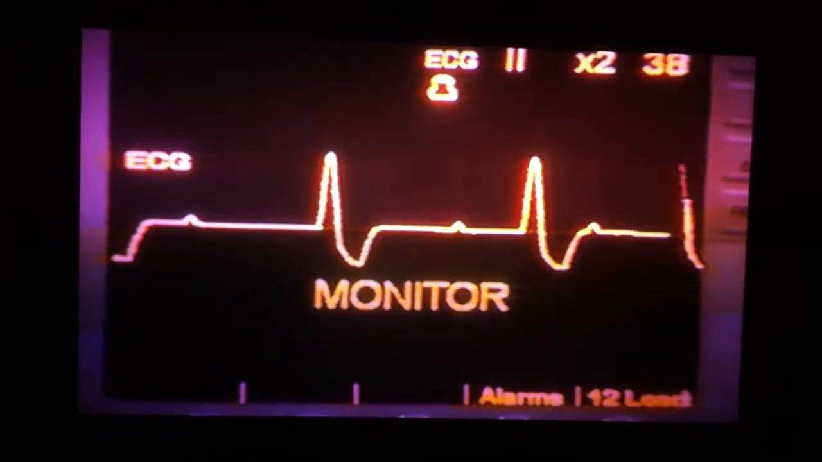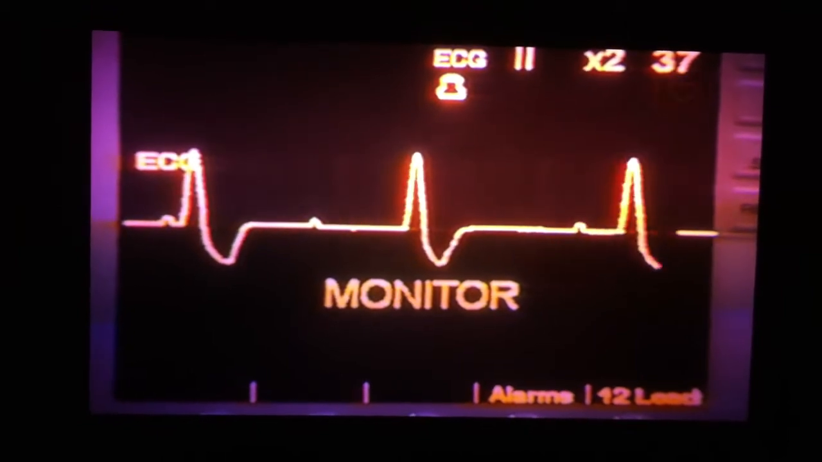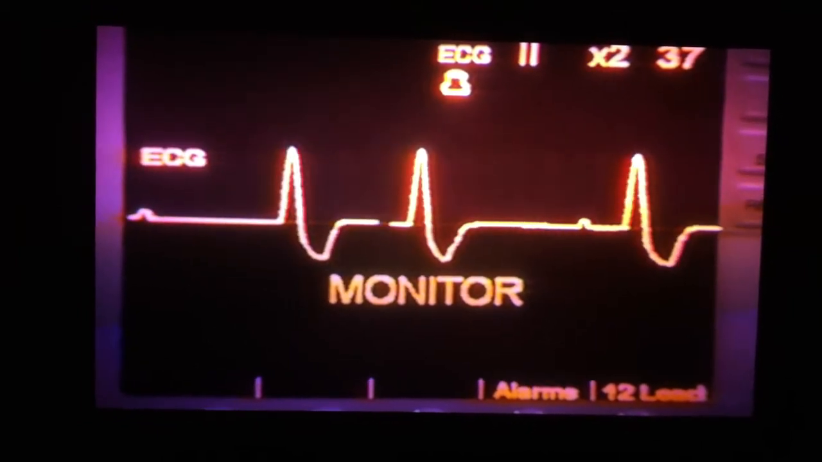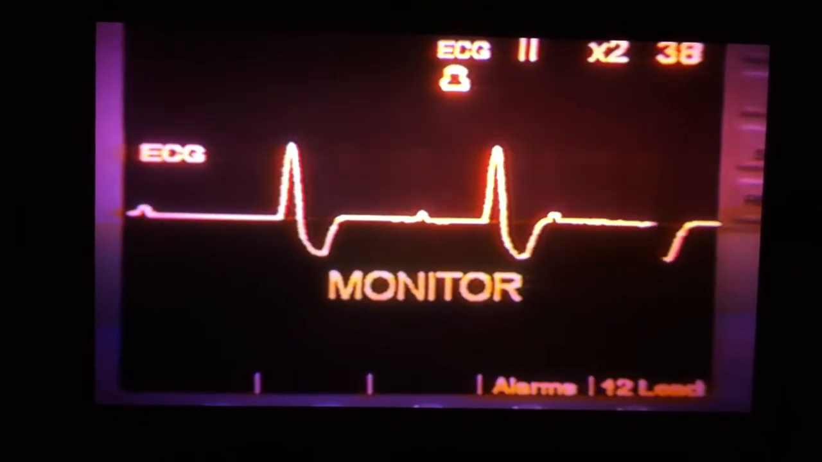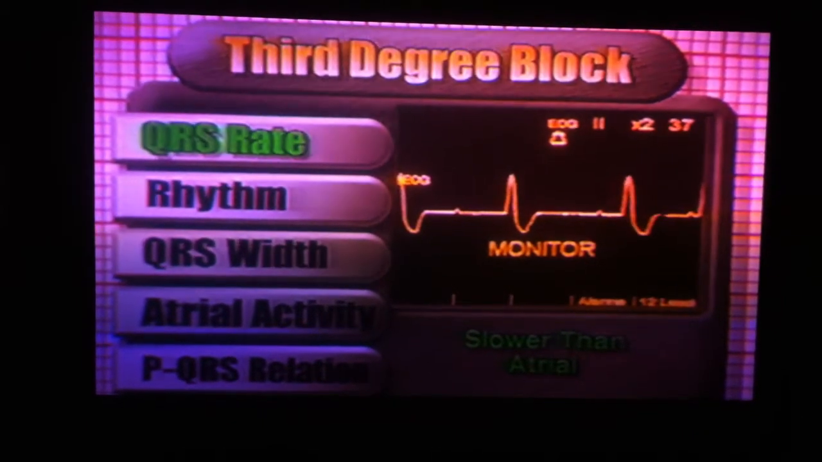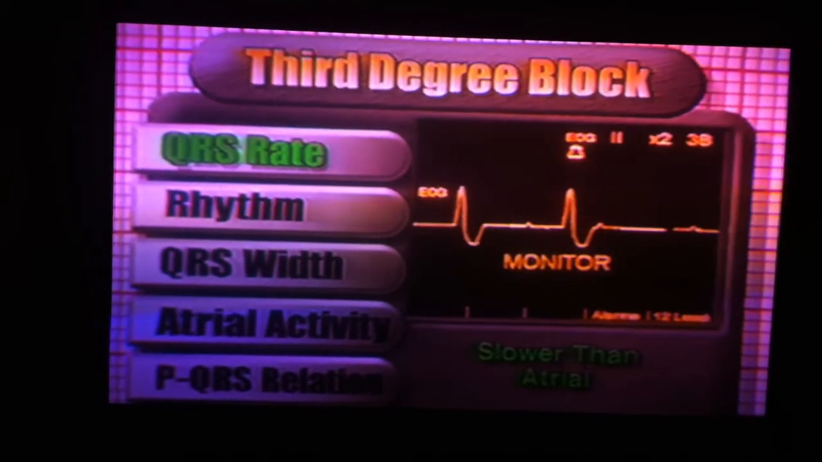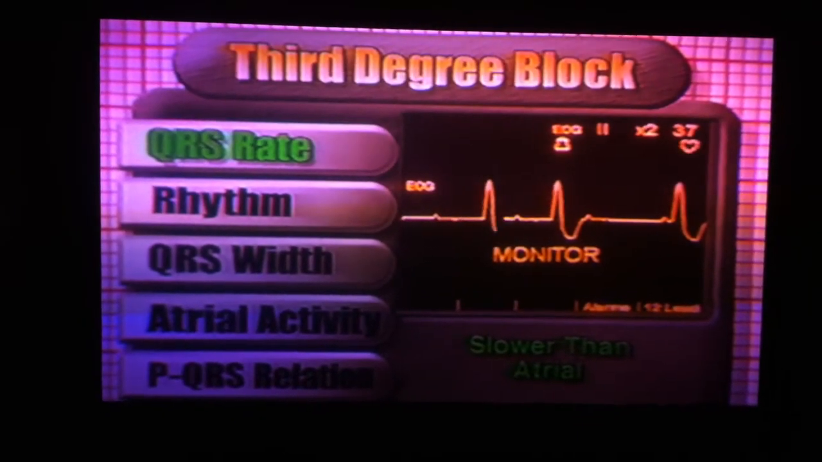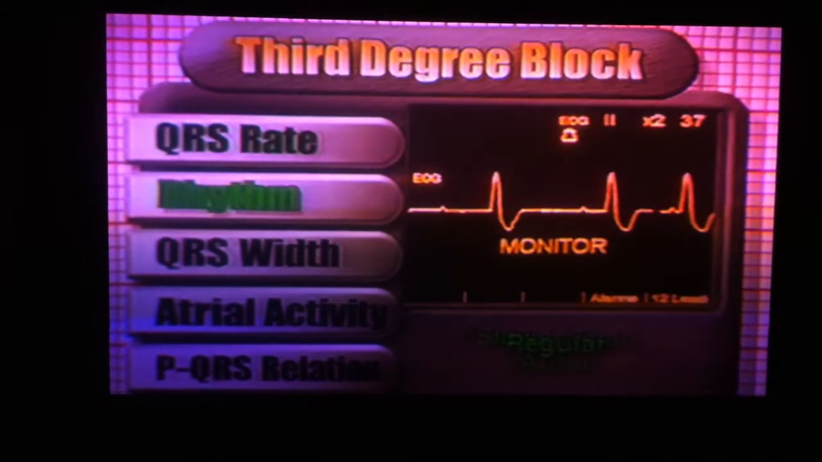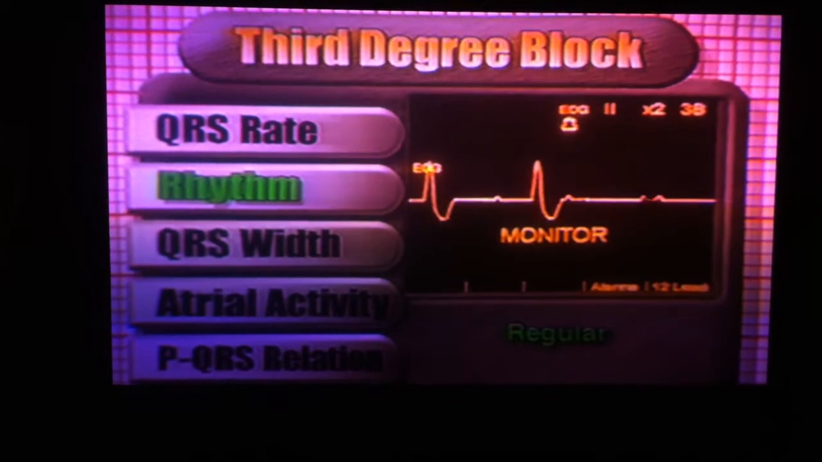Third-degree block is the most serious of the heart blocks and indicates a complete blockage of impulses between the atria and the ventricles. Using the 5-step method, you will see that the ventricular rate is slower than the atrial rate. To discover the difference in rate, you must calculate both the rate of the QRS complexes and the rate of the P waves. Both the QRS complexes and the P waves will have a regular rhythm.